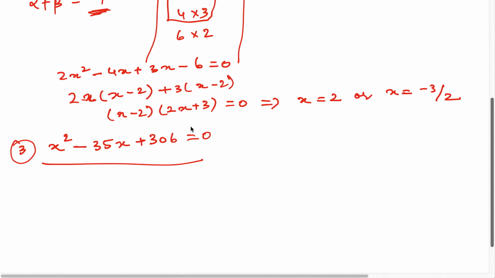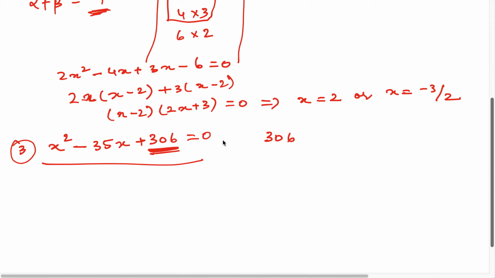Factorizing this actually means you should know the tables really well. You should know what 306 will break down into. If you do not know the tables, you will struggle in finding the factors.